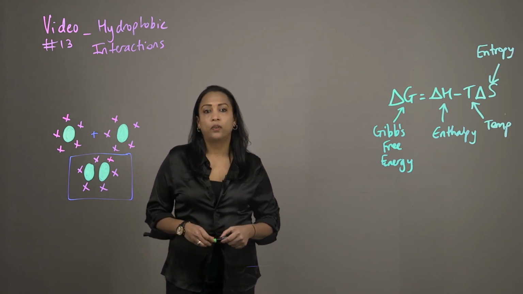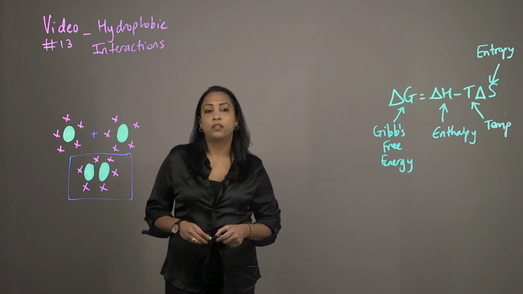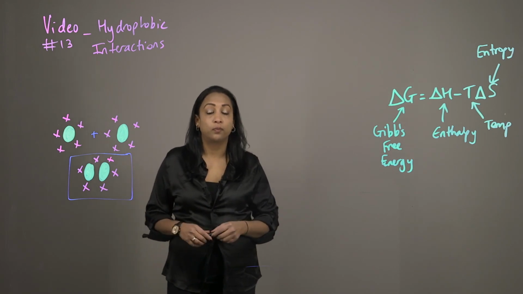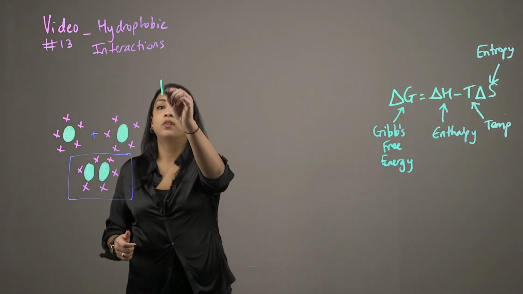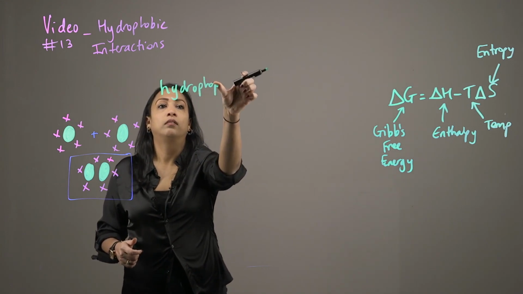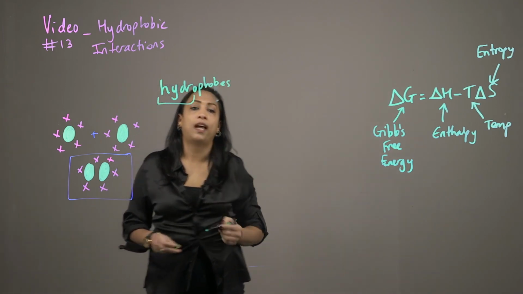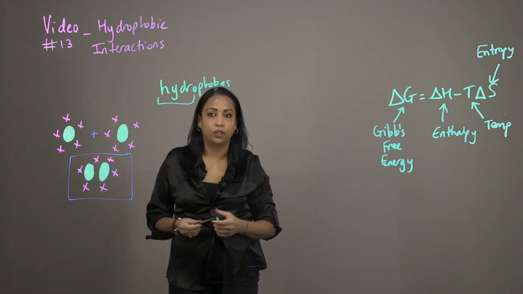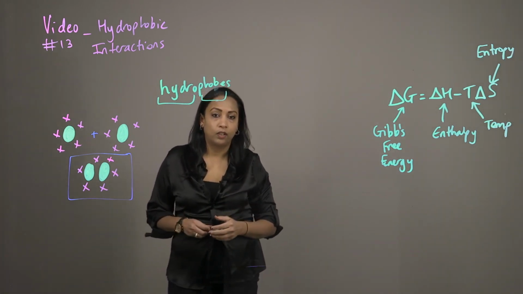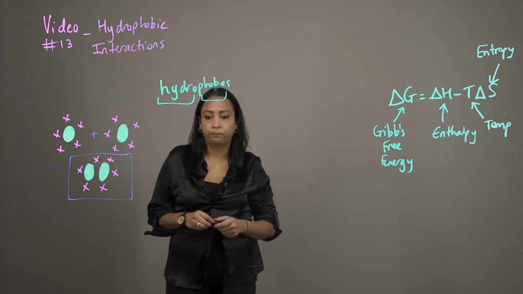Today we're going to be exploring hydrophobic interactions. Now, hydrophobic interactions describe the relations between water and hydrophobes, which are low water-soluble molecules. So hydro, that prefix refers to water, and phobe, that suffix refers to fear. So a hydrophobe is a molecule that does not like or fears water.